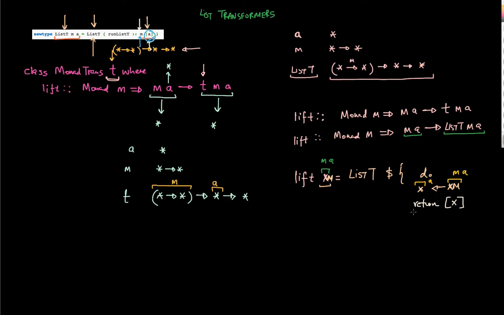So this entire piece here has a type of m of list of a. So I got my types correctly lined up. That's exactly what I wanted: a type of m of list of a. And now at this point, if I close my parentheses over here, I have an implementation of my lift method.